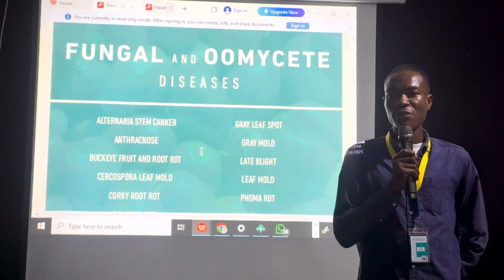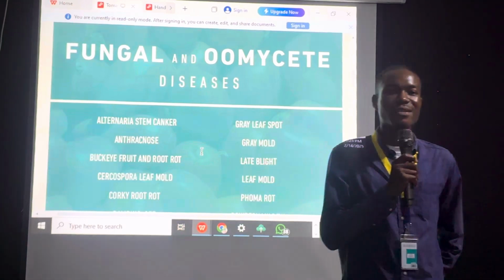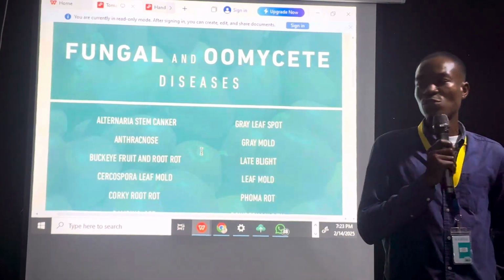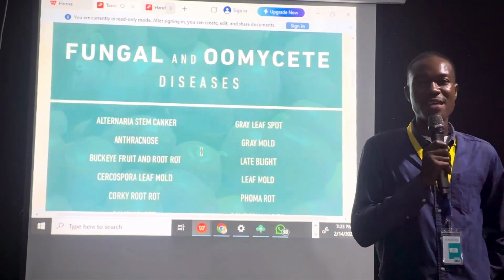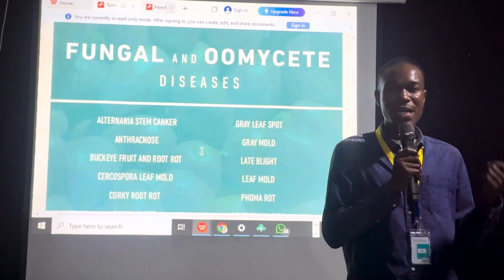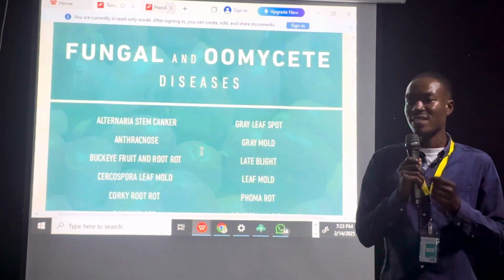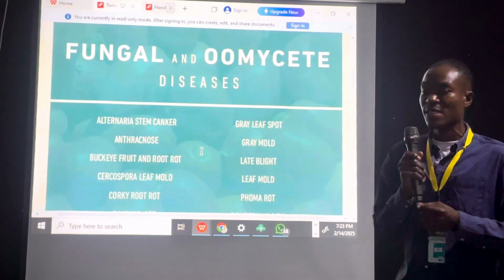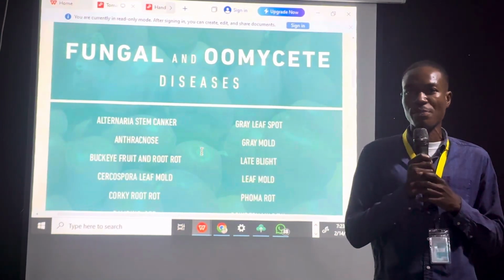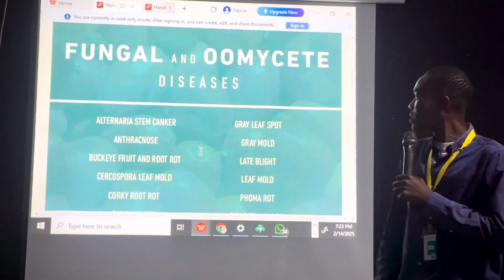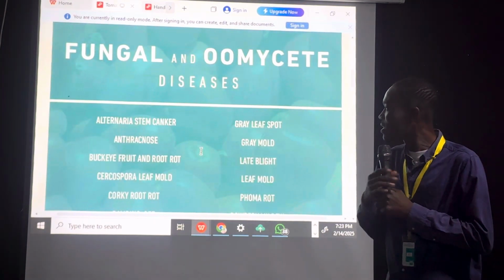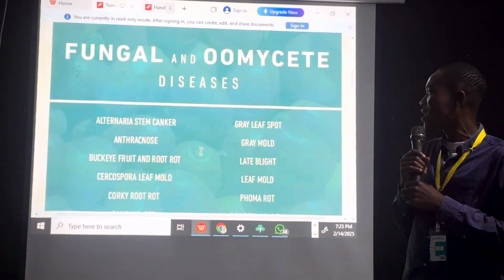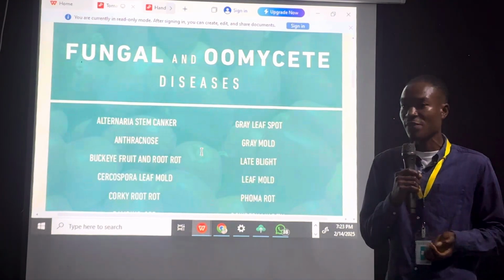Right from the beginning of this month, we'll be discussing various tomato diseases. We've talked about bacterial diseases that affect tomato in our last class. So today we are starting fungal diseases, fungi and fungicide diseases that affect tomato plants. There are various ones. One is Alternaria stem canker, anthracnose, buckeye. There are so many of them.